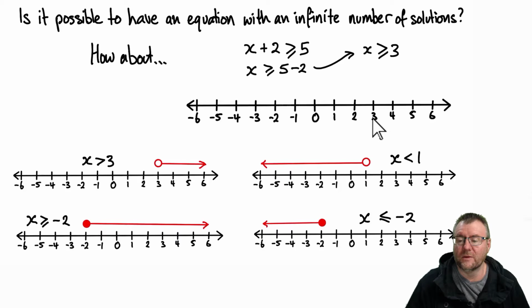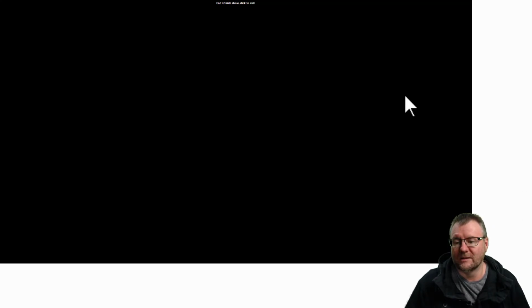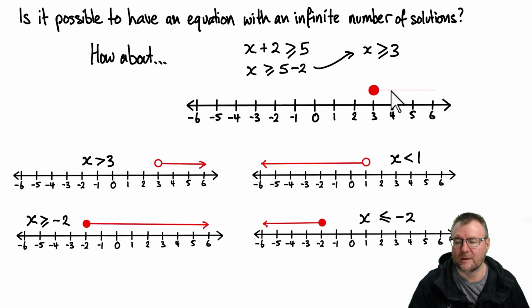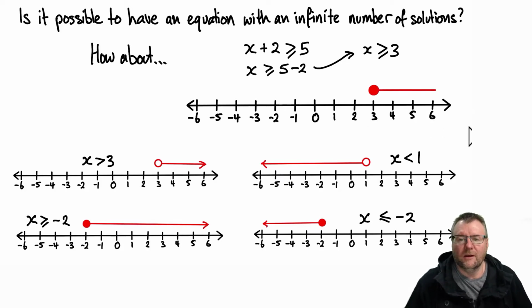So I go to the value 3. I'm going to put a solid dot because it's greater than or equal to. And all the numbers to the right, because it's pointing to the right, are part of my solution. There's meant to be an arrow there. Yeah, I'll put that on. All right, there you go.